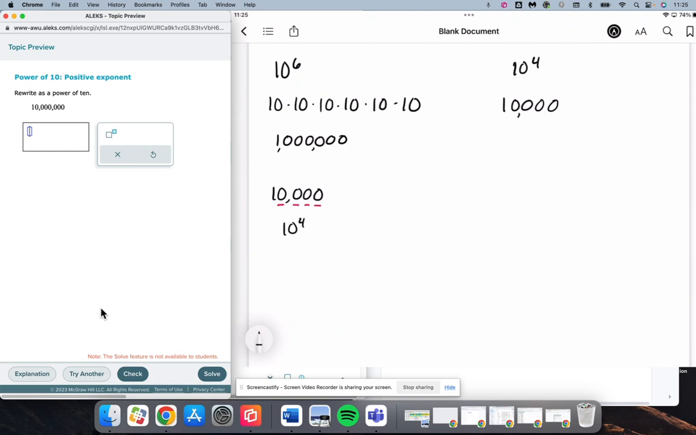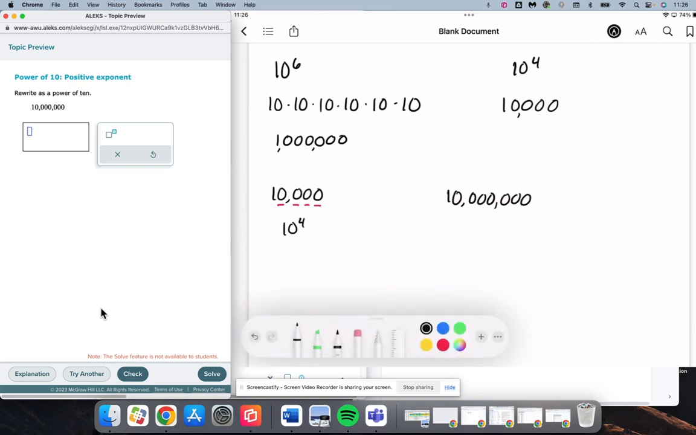And then we have 10 million being written as an exponent. So all we need to do is count the number of zeros. 1, 2, 3, 4, 5, 6, 7. We have 7 zeros, so that's going to be 10 to the power of 7.